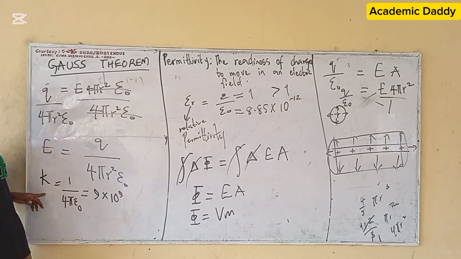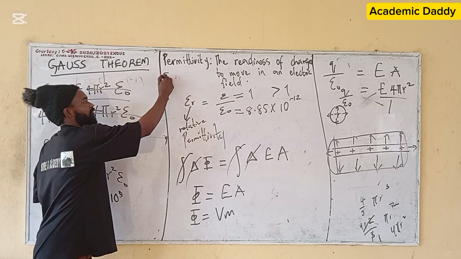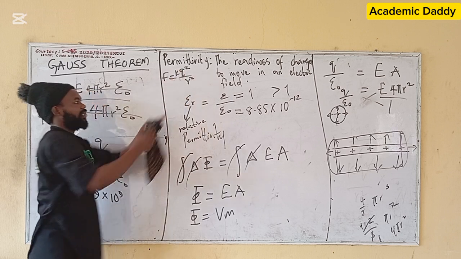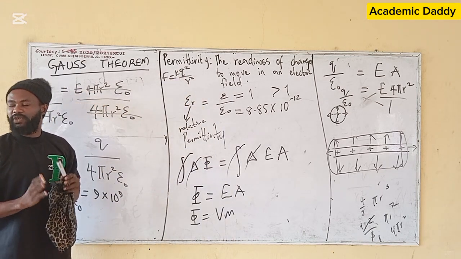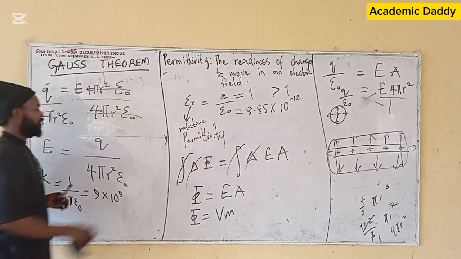The unit for this, we can get it by doing F equals to K Q squared over R squared, and there's K here. By the time you make K subject of the formula, you get the unit from this. We'll do it in electrostatics. So for now, let's be ignoring the units. When we get to our electrostatics class, we'll do it.